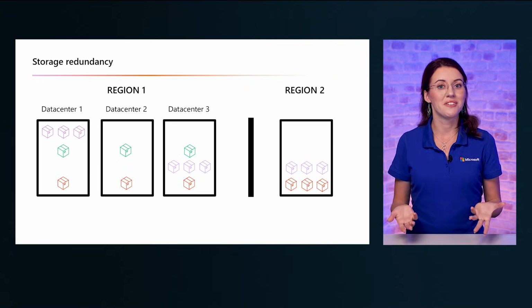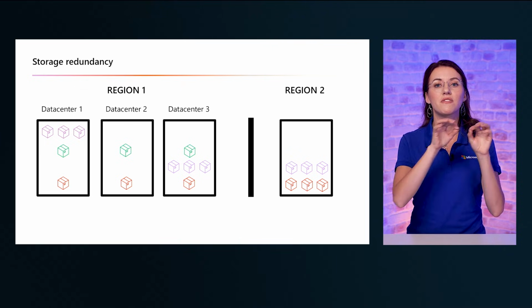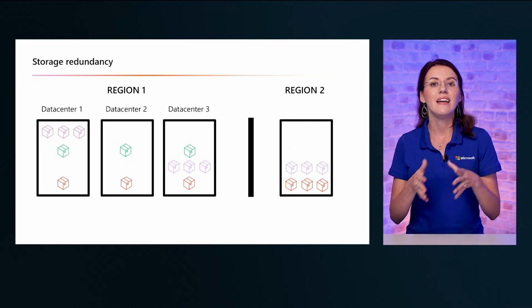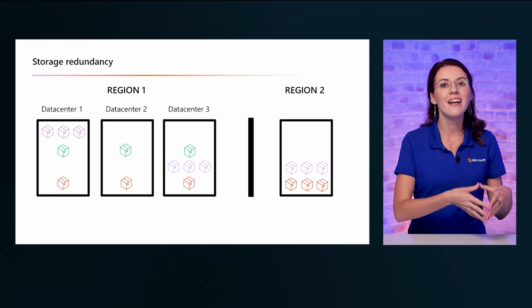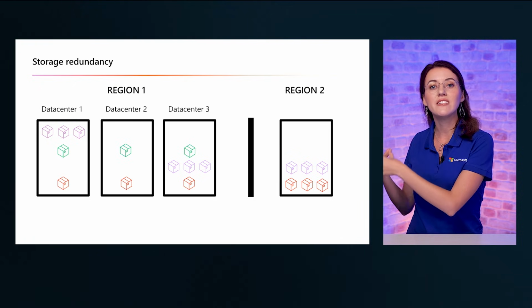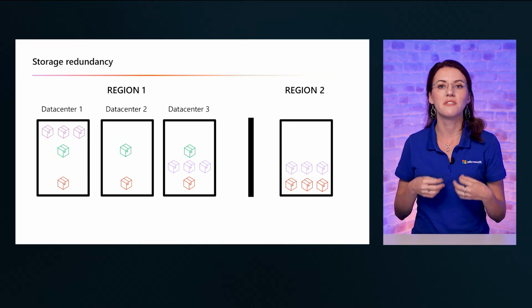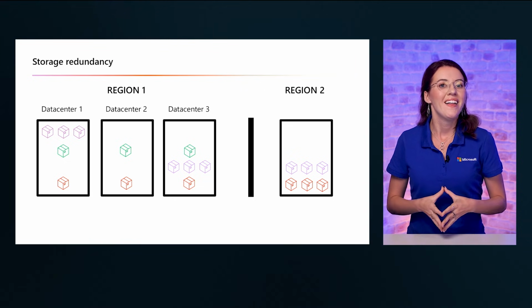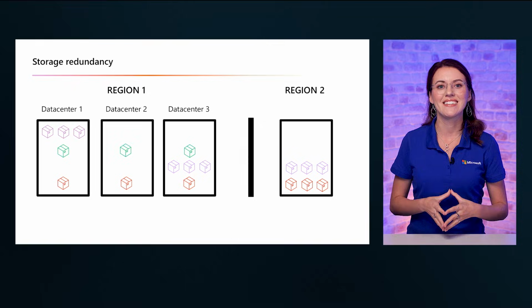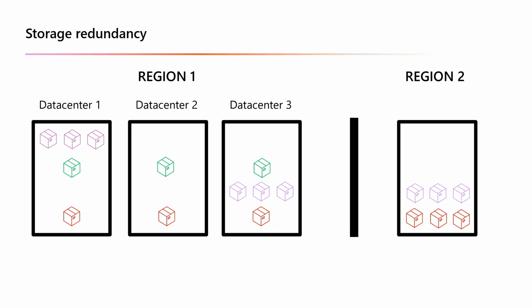Geo-zone redundant storage copies data to the 3 Azure availability zones in the primary region and replicates it to an additional geographical region using LRS. Now that we have covered data redundancy, let's move on to data services.